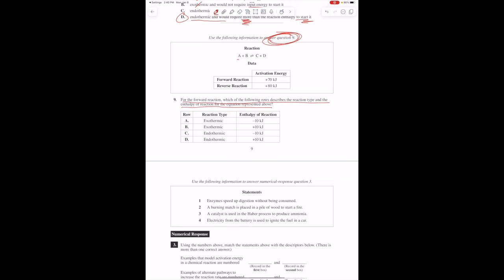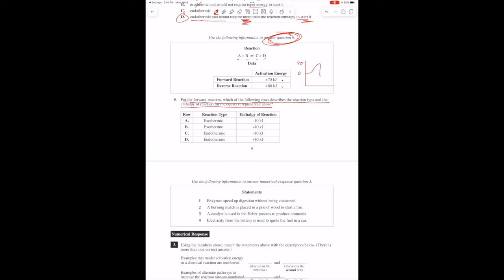So here's my reaction. A plus B makes C plus D. And the forward reaction's activation energy is 70. The reverse reaction, the activation energy is 80. Okay, let's see here. So I'm going to just draw a graph. Let's just make this 0 here. So the forward reaction, activation energy is 70. So I'm going to put a 70 there.